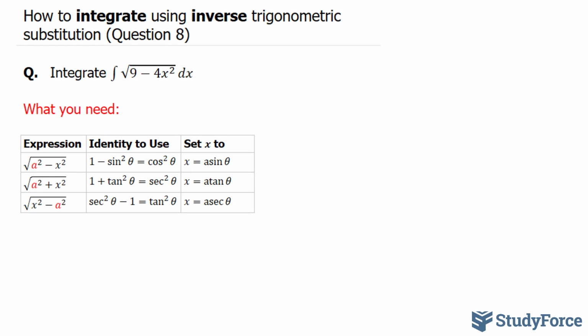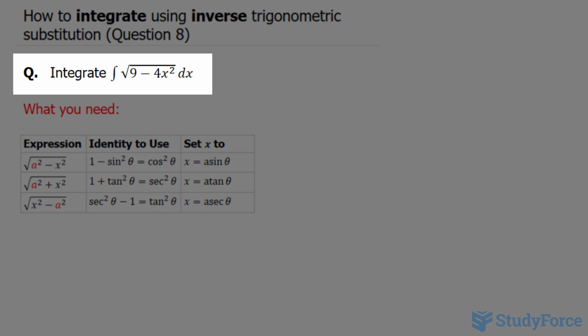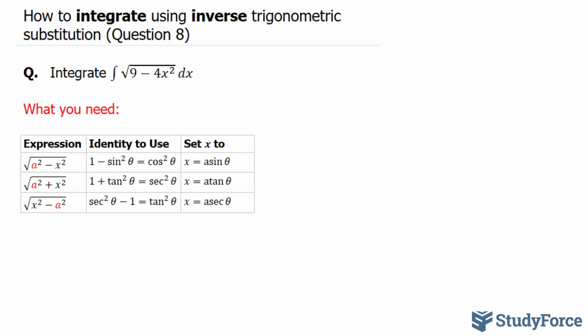In this lesson, we're expected to integrate the function the square root of 9 minus 4x squared dx. Once again, we'll be using inverse trigonometric substitution to do this, and as you can tell, this expression looks similar to the expression shown here, where we have the square root of a squared minus x squared. What we have to do is express these terms as either a or x.